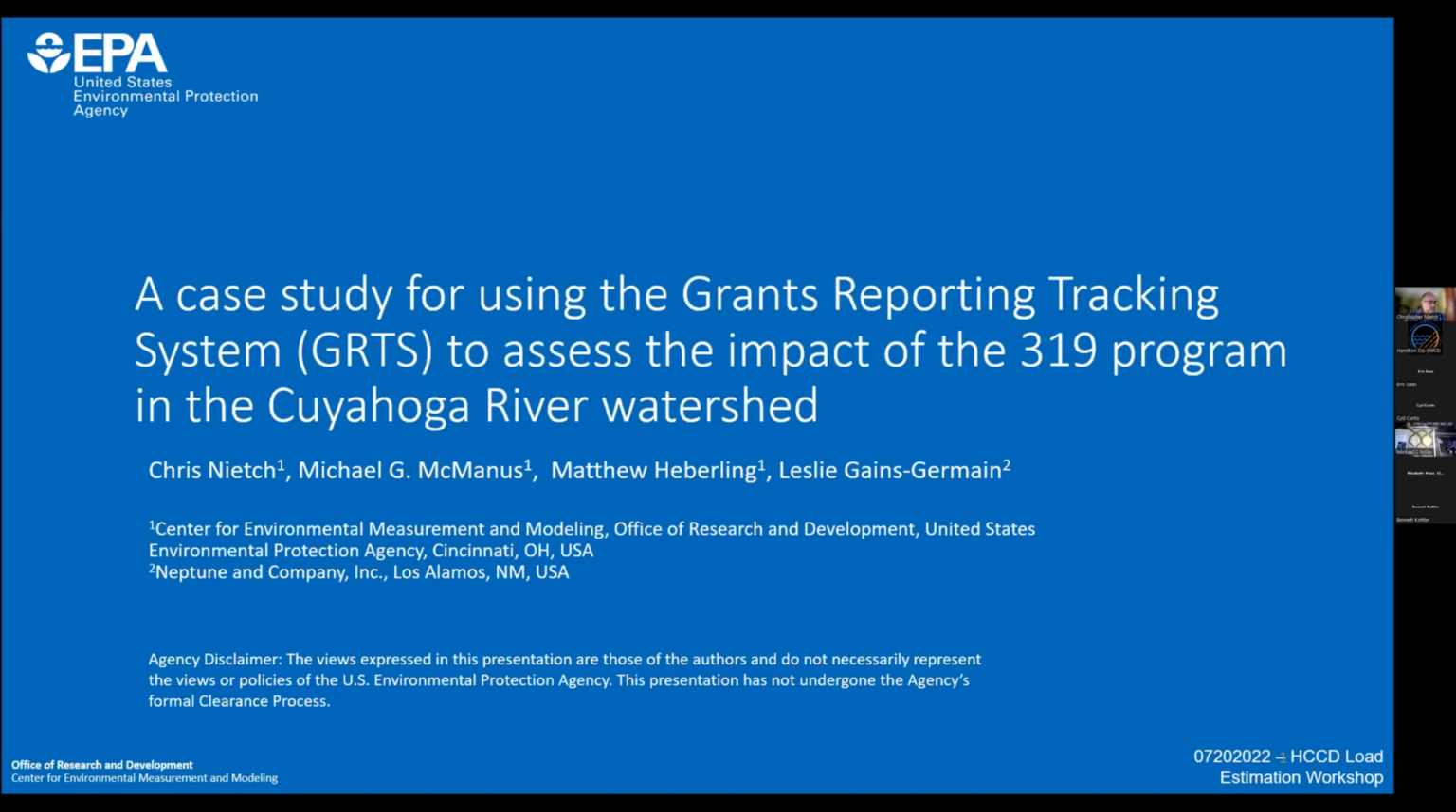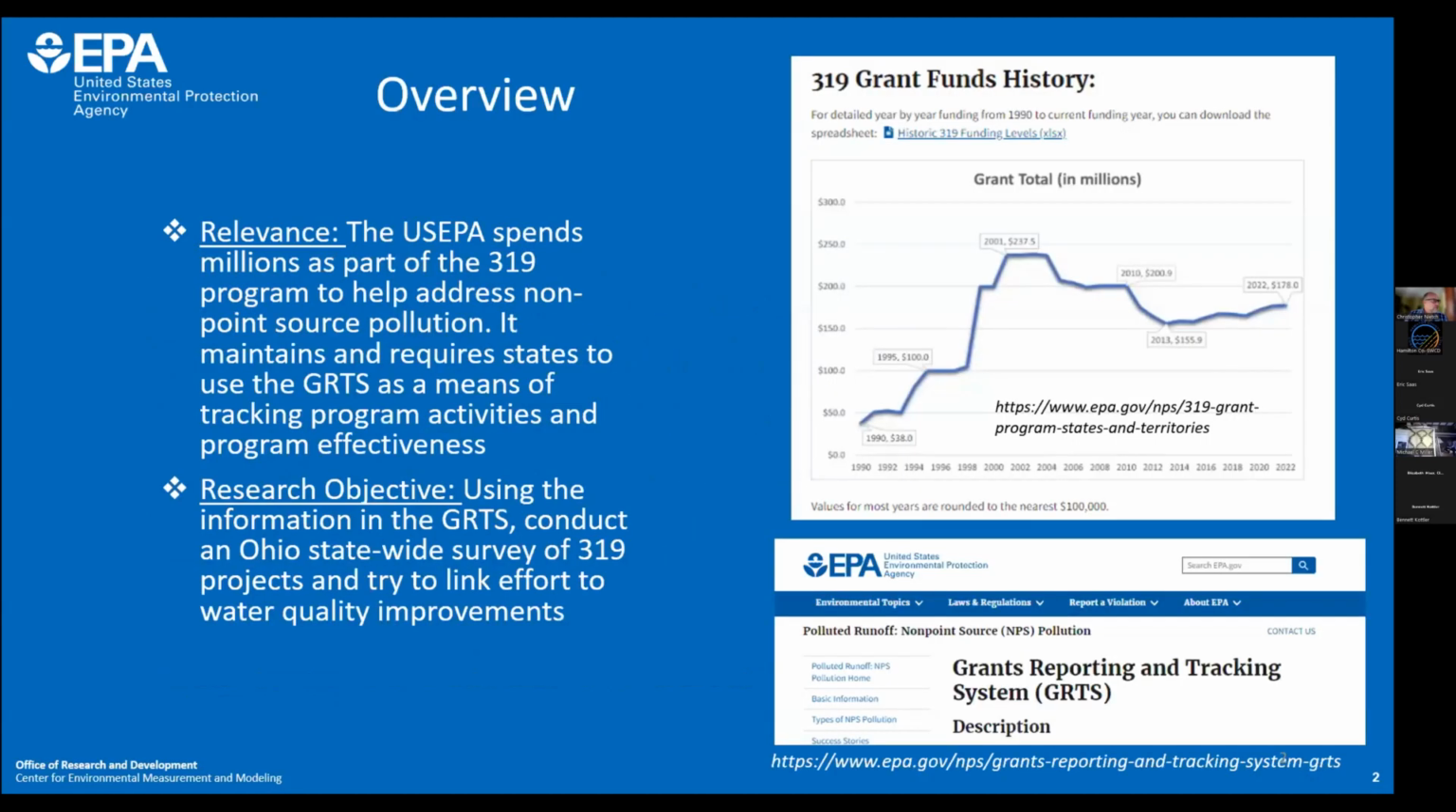So yeah, we started studying this GRITS BMP effectiveness at watershed scale problem a couple years ago. The relevance, as you just heard from Sid, is that the US EPA is spending millions as part of the 319 program to help address non-point source pollution. And as part of that, it maintains and requires states to use the Grants Reporting and Tracking System, the GRITS, I'm just going to call it GRITS from now on, as a means of tracking program activities and program effectiveness.